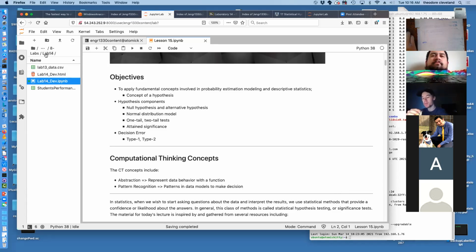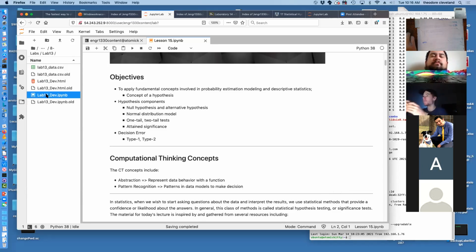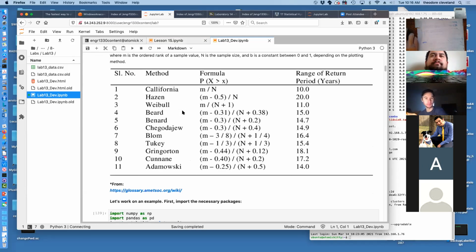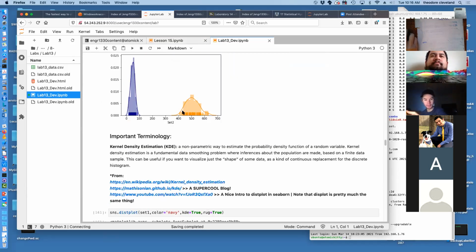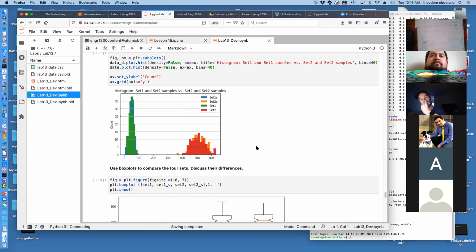I want to go back to our laboratory from last week, lab 13. Hopefully this is it. And somewhere down at the bottom of lab 13, we had, there we go. And we beat on you repeatedly. Is set 1s and set 1 the same or different? One's green and one's blue. But that would be like if I had multiple instances of one type of currency.